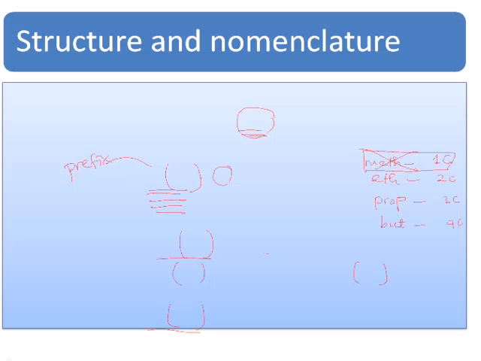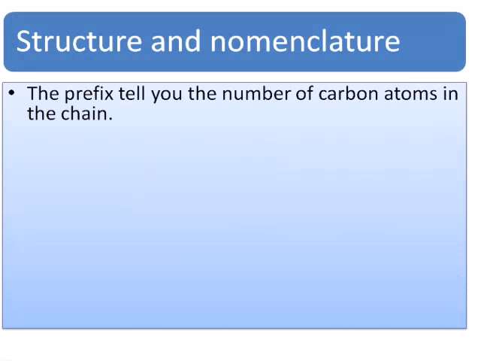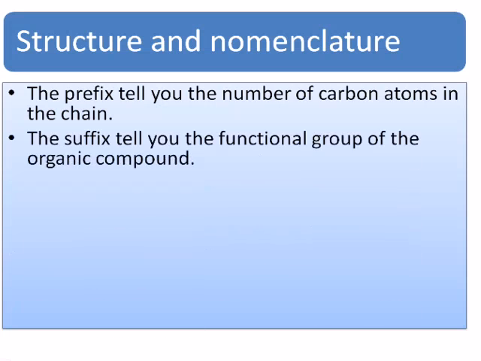So basically, guys, what we've looked at is the general way of identifying or differentiating between alkanes and alkenes, so that you can get something to write down. The prefix will tell you the number of carbon atoms in the chain. Like I gave you the first 4 prefixes: meth for 1, eth for 2, prop for 3, but for 4. You can call it but if you want, but I prefer butane. It doesn't sound right. The suffix tells you the functional group of the organic compound.